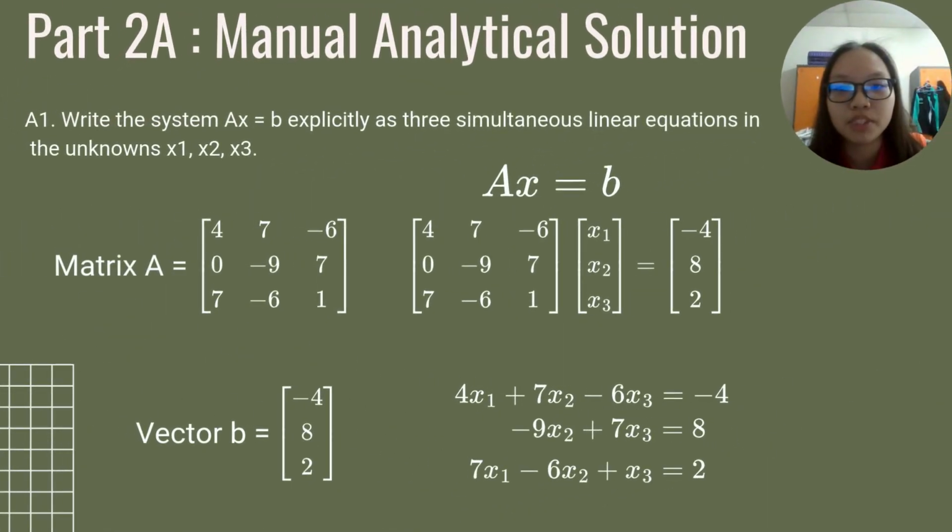Hi, my name is Wichia Lee. Here I will present Part 2A, the manual analytical solution. First, write the system as 3 simultaneous linear equations in the unknowns S1, S2, and S3. The left side, matrix A and vector B, is the answer from Part 1, and the right side shows how to write it as 3 linear equations.